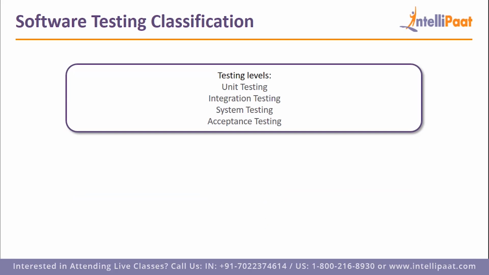Then there are testing levels. There's unit testing, in which each module is tested separately. Then there's integration testing, in which a set of modules, when integrated, are tested. And then there's system testing, in which the whole system together is tested. And then there's acceptance testing, in which the whole system is tested for acceptability, whether it fits the requirements of the client's or the customer's needs.